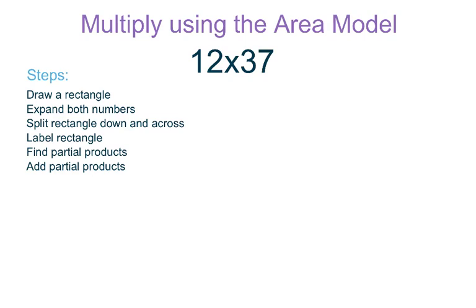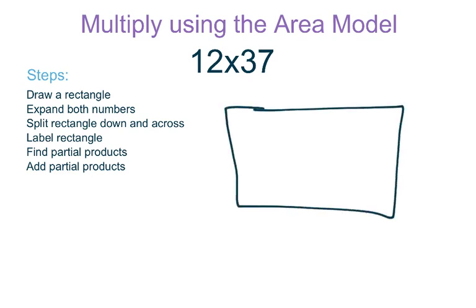Okay, our next step in this lesson is to use the area model to multiply. Now here we have a 2-digit number times a 2-digit number. There are some steps right next to us to help us with this. So we're going to follow those steps. Our first step says draw a rectangle, so that's what we're going to do. Our second step, we're going to expand both numbers. 12 in expanded form would be 10 plus 2. And 37 in expanded form would be 30 plus 7. We're going to need to know what these are in expanded form so that we can separate our rectangle.